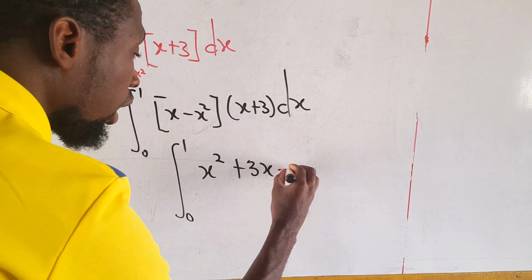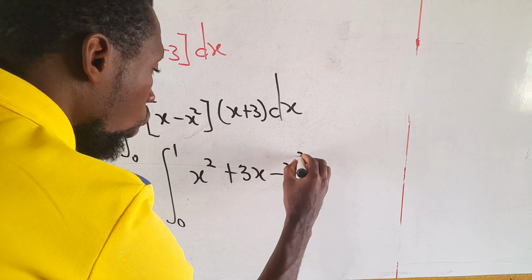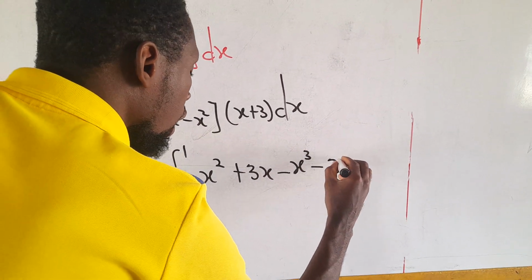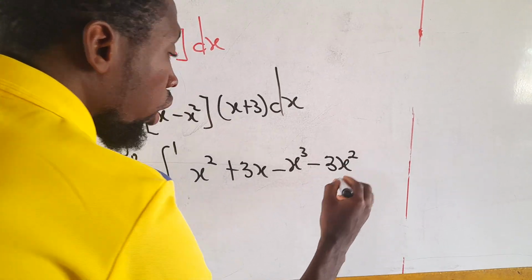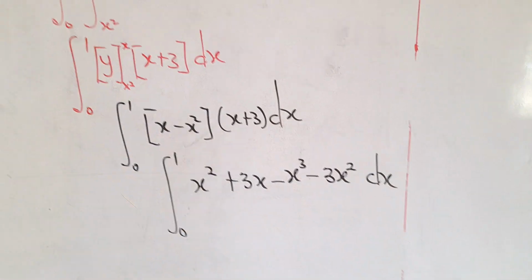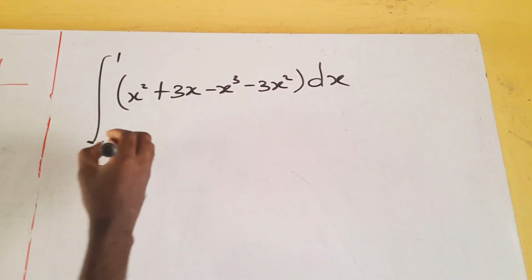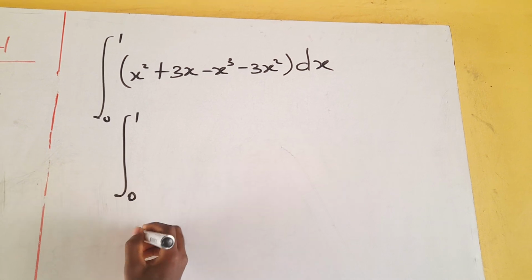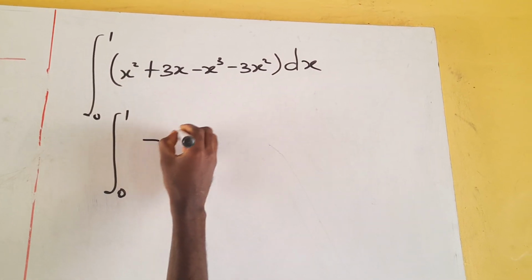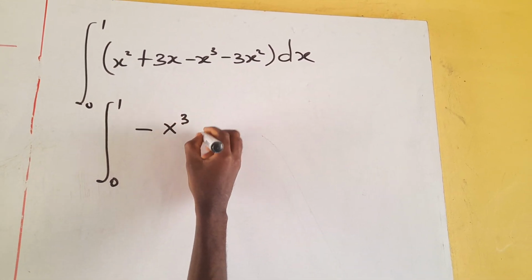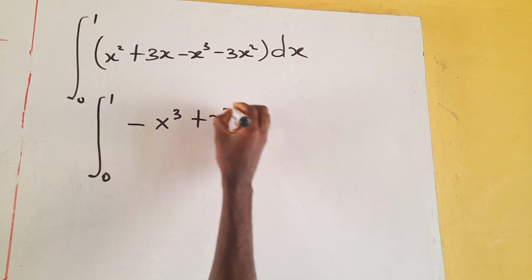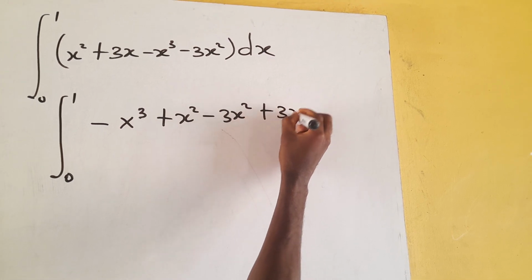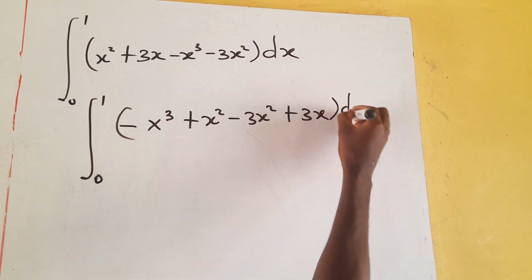This times this will be minus x cubed. And this times this will be minus 3x squared dx. So now we rearrange and group like this before we integrate. So it's the integral from 0 to 1 of minus x cubed being the highest term, then plus x squared minus 3x squared, then plus 3x dx.